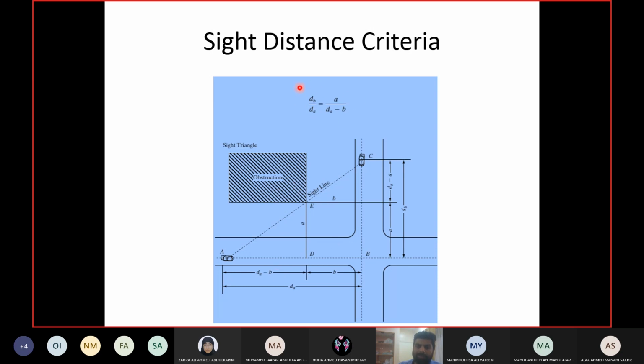So you see, you have to satisfy this ratio for any intersection. In designing the intersection, you have to satisfy the ratio of the side distances. Okay. So a and b are the distances of the obstruction from the roads.